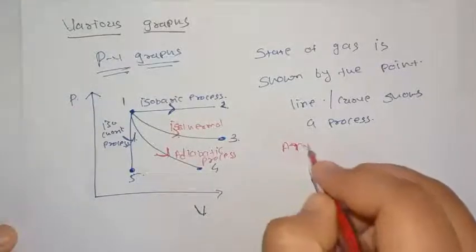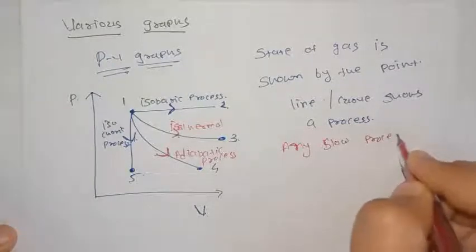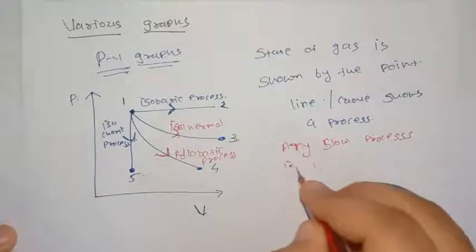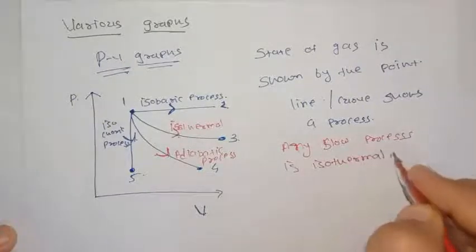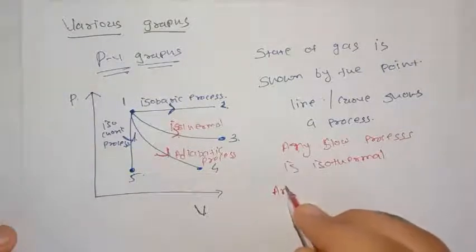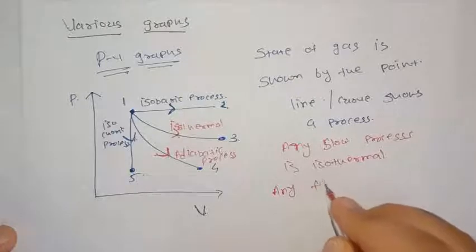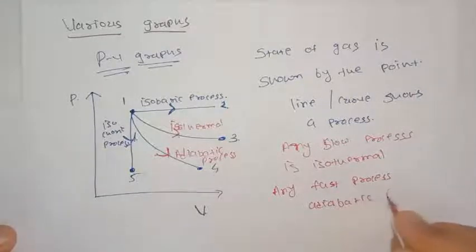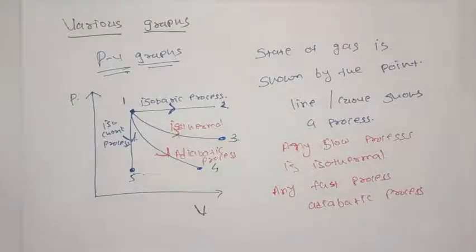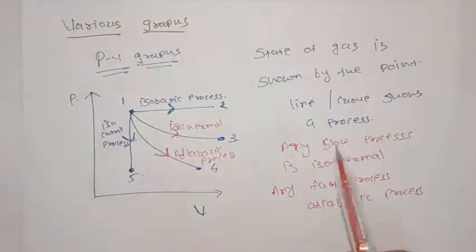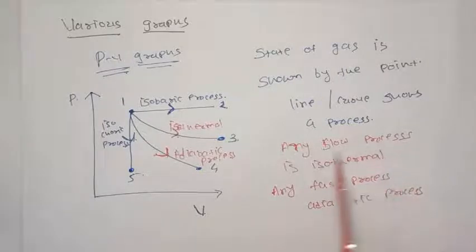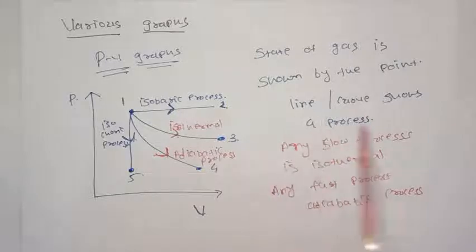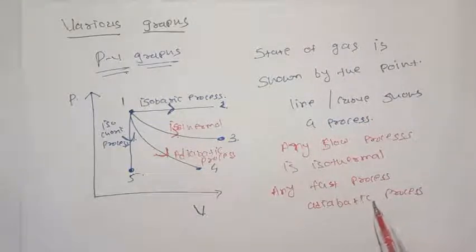Any slow process is an isothermal process, and any fast process is an adiabatic process. So, if in the question it is not mentioned directly whether the process is isothermal or adiabatic, but it is mentioned that the process is a slow process, then we can understand that it is the isothermal process. And if it is mentioned that the process is a fast process, then it is understood that the process is adiabatic.